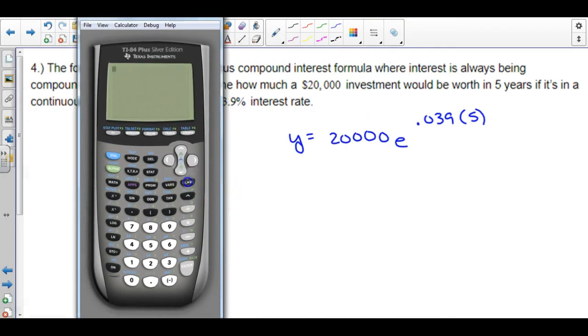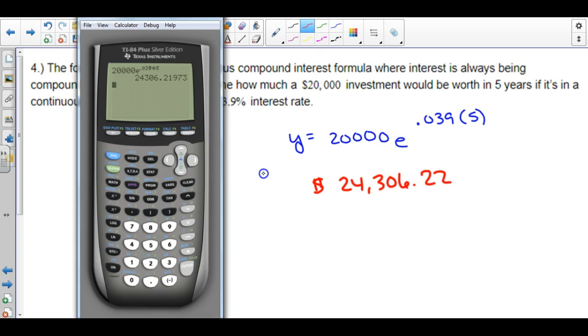The only part with the calculator is finding where e is, and it's hidden here in blue behind this LN button. So I'm going to type in my 20,000, and then press second and then LN, and I can get an e in there. Then I can just put in 0.039 times 5, and that's going to give me my balance. My balance ends up being $24,306.22.